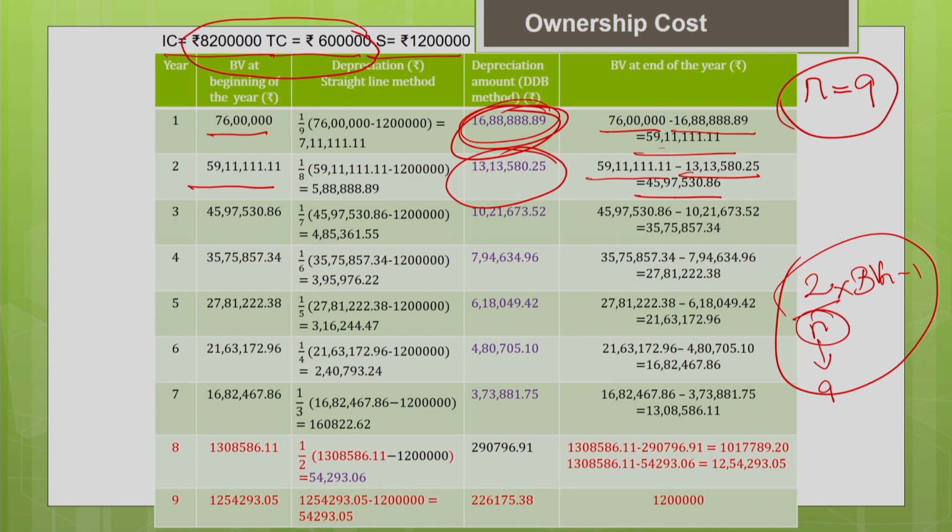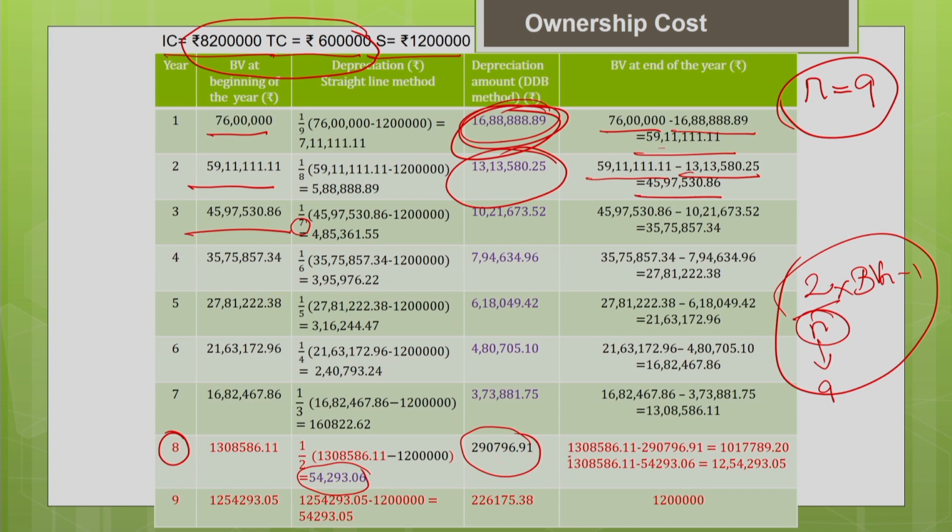Similarly you continue. The book value at the end of this year becomes the book value at the beginning of the next year. The number of years left in the recovery period now is 7, because already 2 years are completed. From the beginning of the third year till the end of the useful life it is 7. The same way you calculate the depreciation for all the years. But one thing you have to note here is what happens in the 8th year. In the 8th year your straight line depreciation is 54,293. Your double declining balance depreciation is 2,90,796. So which depreciation is higher? Obviously I have to go for the DDB.